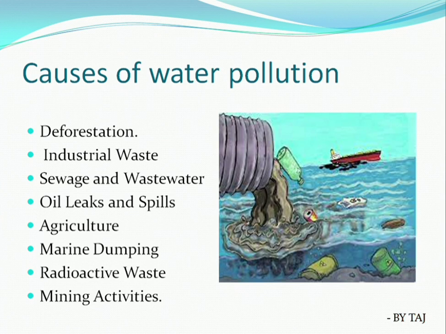Coming to oil leaks and spills from ships, here I have shown a picture, you can clearly observe this is how oil leaks and spills happen in the water bodies. Agricultural waste is also released to the water bodies. And marine dumping, which means humans dump whatever excess waste they have into the water bodies. Radioactive waste and mining activity are also main causes of water pollution.